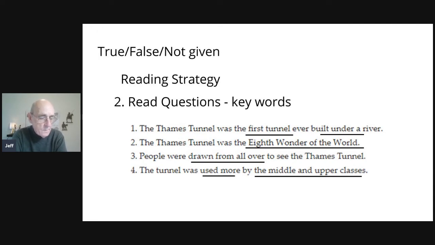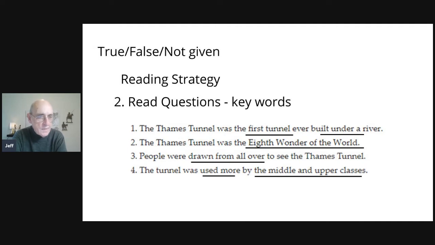Now, the second one, it's just a proper name, because anything that has capital letters is probably a good thing to underline. And I've underlined the eighth wonder of the world. And this one, the fact that they're stating here, the fact is the Thames Tunnel was the eighth wonder of the world. Okay, that's a very specific task, and you'll see why it's important to recognize that in just a few minutes. So number 2 says the Thames Tunnel was the eighth wonder of the world.